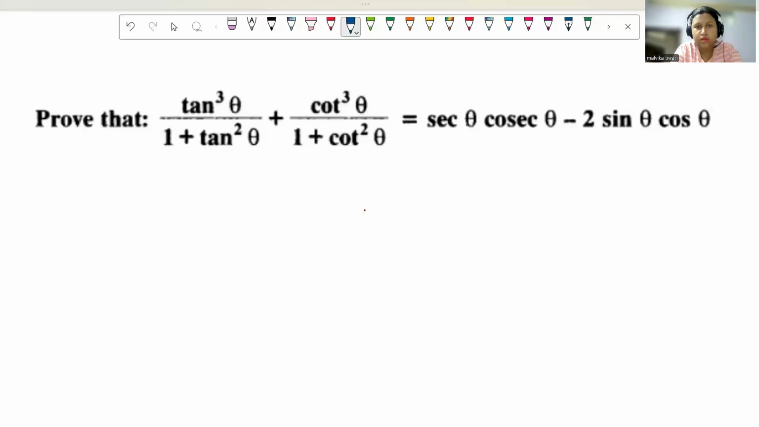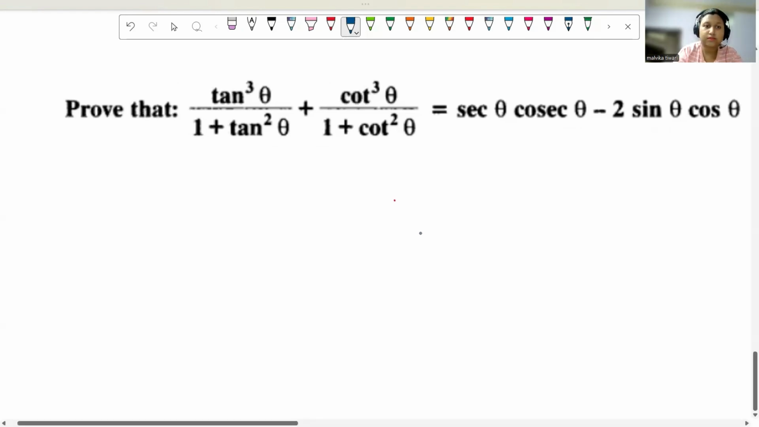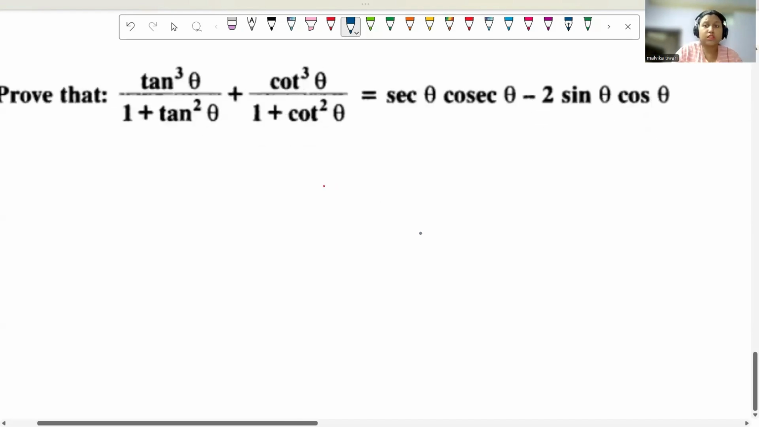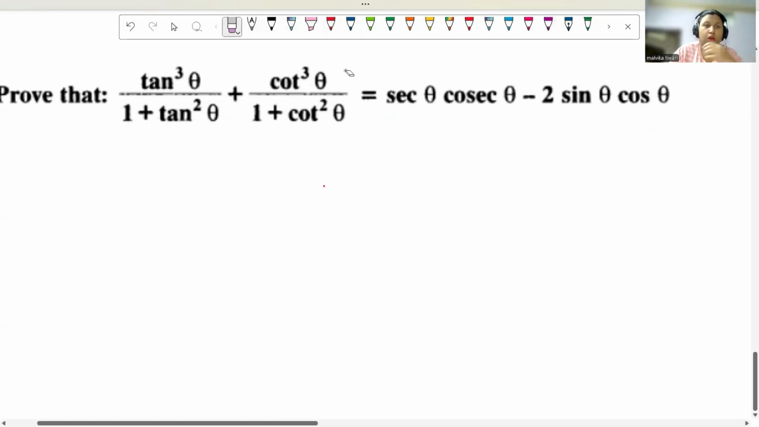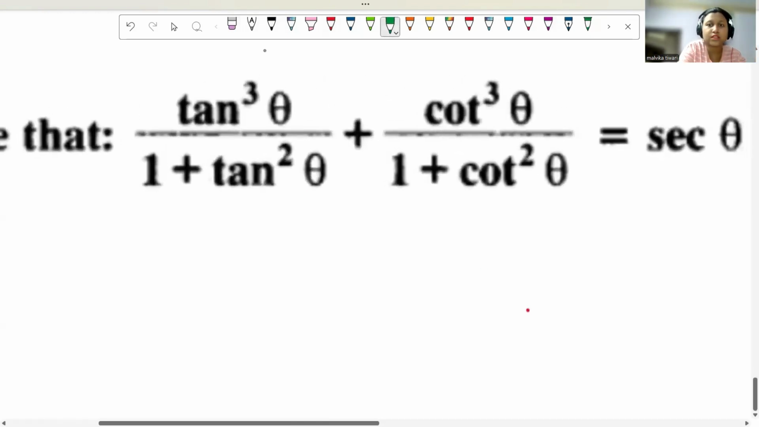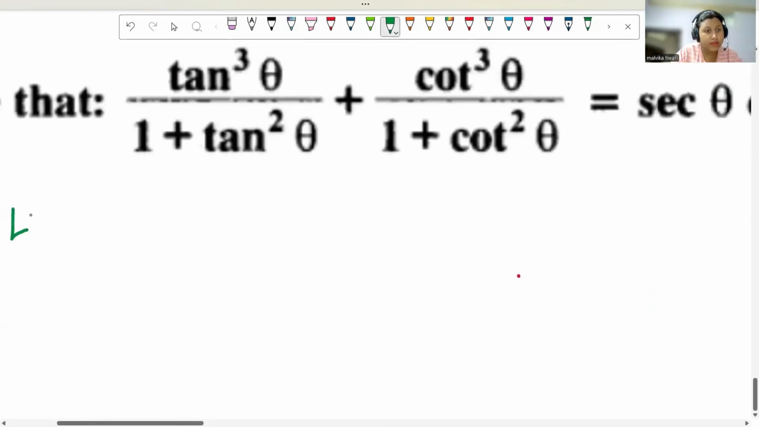So here I have a question for you. Tan cube theta by 1 plus tan square theta plus cot cube theta by 1 plus cot square theta. You have to prove that this is equal to sec theta cosec theta minus 2 sin theta cos theta. Okay, so here it's given in the most basic format possible. We have to focus ourselves on this side, on our LHS.